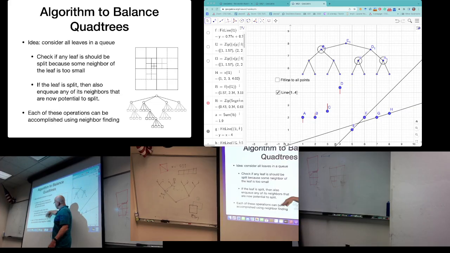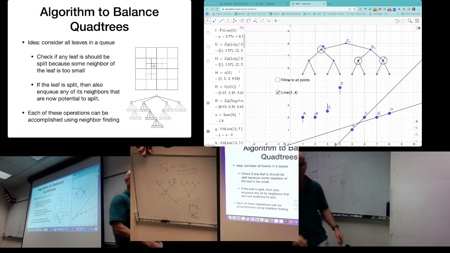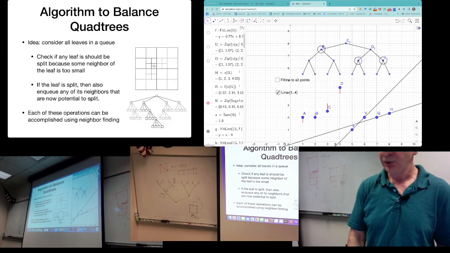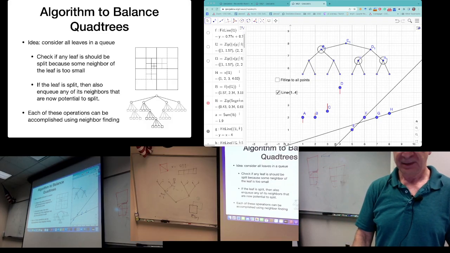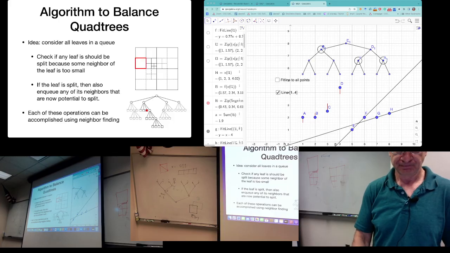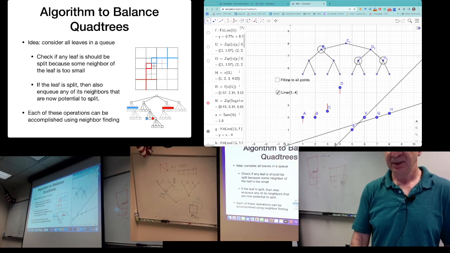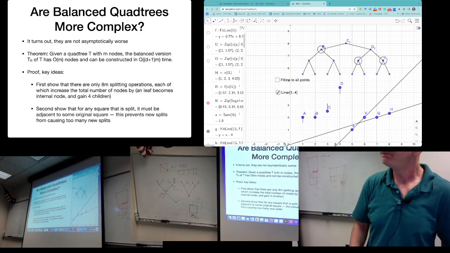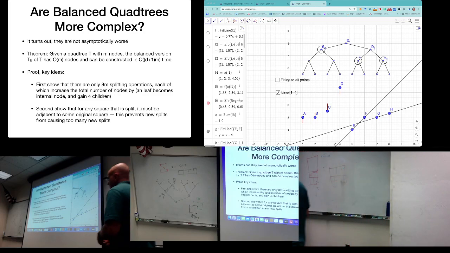So the algorithm is very simple. Put all the leaves in a queue, each one will be checked, and every time that you're being split, put your neighbors in the same queue. And the algorithm stops once you're done, once you are running out of leaves. Check this neighbor, cause these neighbors to be split, these neighbors to be split, and so on.